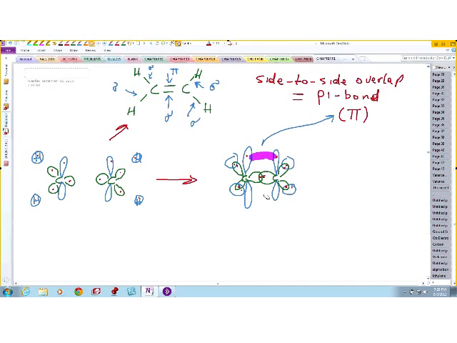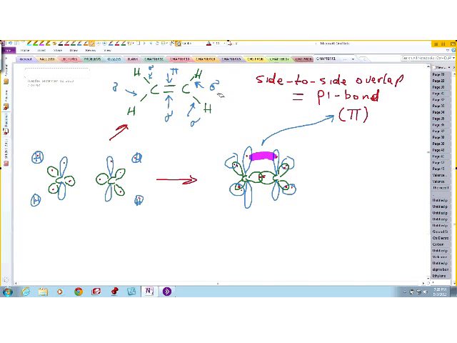Okay, so that is how we now get a carbon-carbon double bond. One is a pi bond and one is a sigma bond. So what we've done here is to use hybridization to explain the structure of ethylene. In this case, any molecule in which you have a carbon-carbon double bond, we could use this kind of rationale to explain the hybridization.